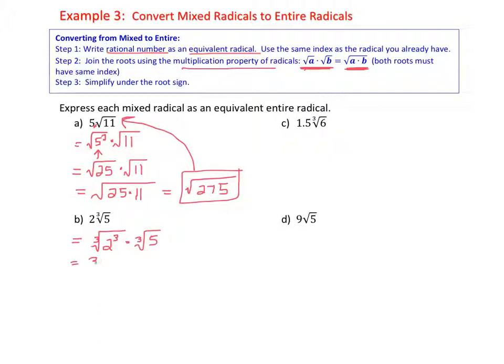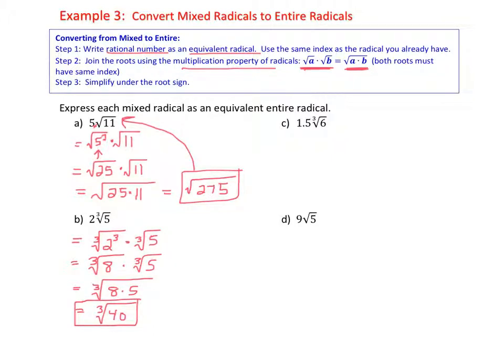Well, the cubed root of 2 cubed is the cubed root of 8 times the cubed root of 5. And because we have the same index, we can join the roots together. So we have the cubed root of 8 times 5, which is the cubed root of 40. So that is your entire radical. That is equivalent to 2 times the cubed root of 5.